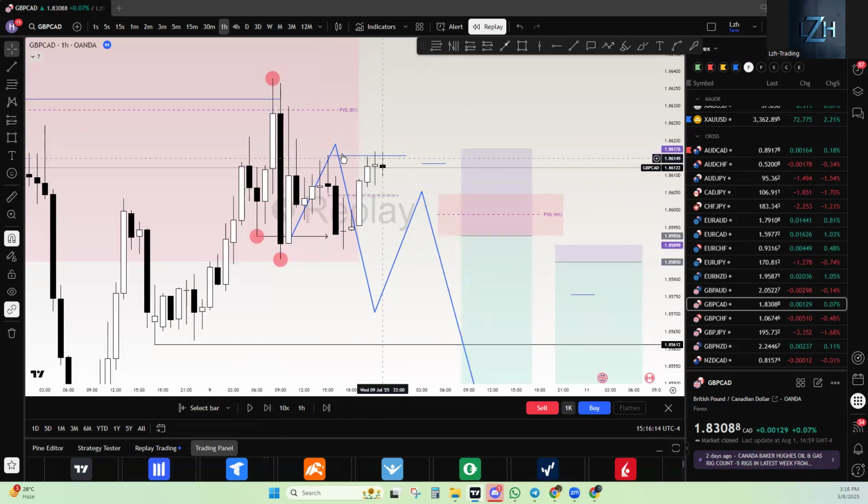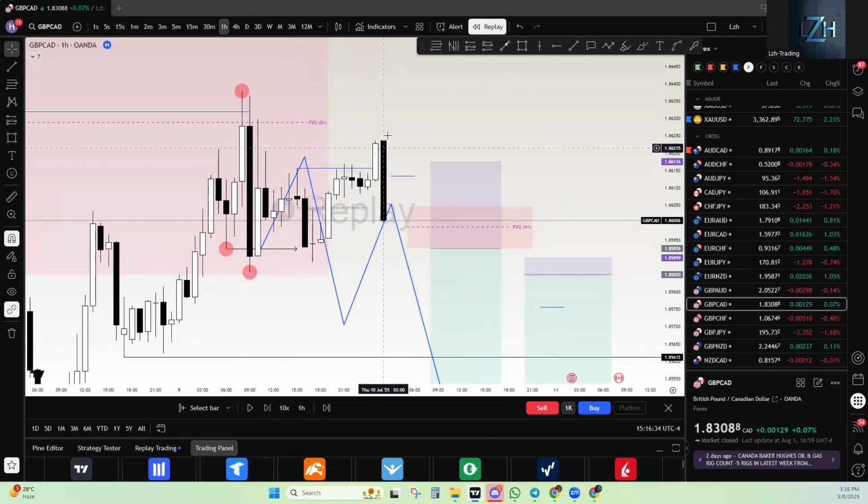So price taken out, no displacement to the upside. We are still holding this high here. And watch what we see over here going into the London session. So this is midnight already. This is the 2 a.m. candle. Sweep out the liquidity at the buy side, still not breaking this high, immediately broke down.